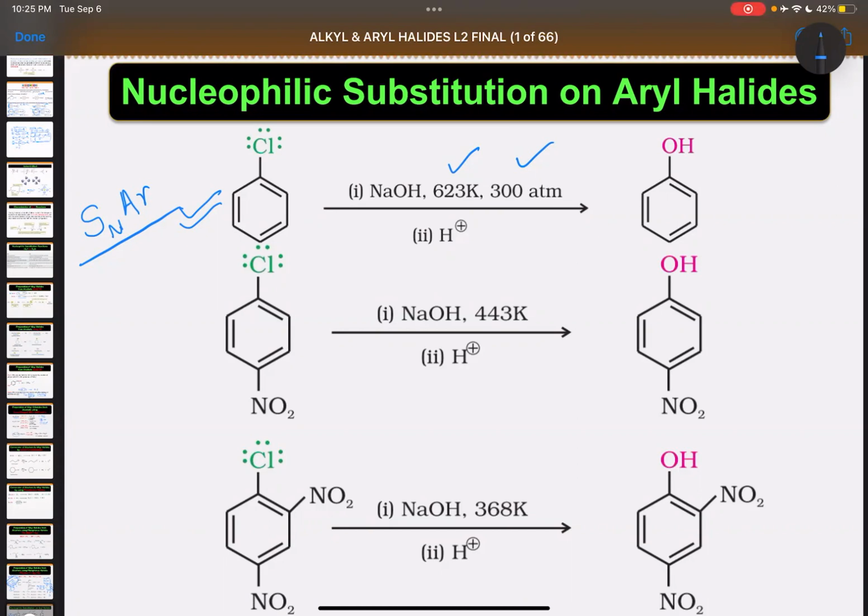Okay? Yes, sir. SN2, not SN2. That you need to know. But it is not that every time it is difficult. You can see the temperature getting down. And if you have 3 NO2 groups, that happens very easily. You just need to warm it.